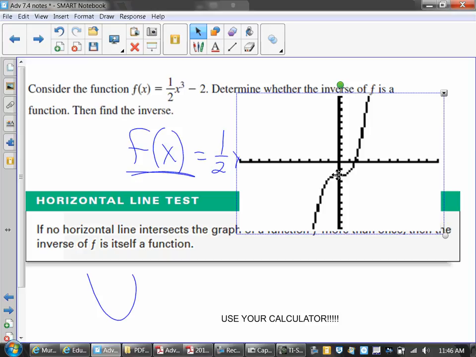The inverse of that would be a function. If it doesn't pass, see how this one doesn't pass the horizontal? So this one would not be a function. This one is a function. The inverse will be a function, yes.